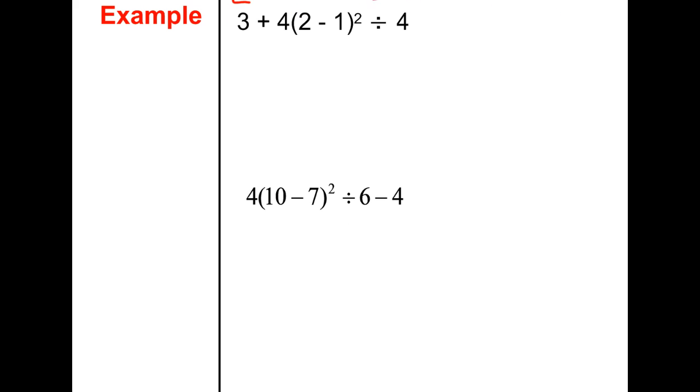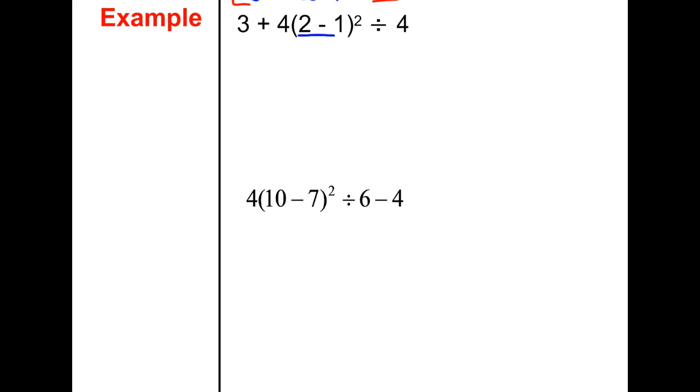So this problem, we have to think of what we need to do first. Well, we should do parentheses first. So we should do what's inside the parentheses first. So 3 plus 4 times 2 minus 1 is 1, squared, divided by 4. Next thing we're going to do is exponents, which means we need to do the 1 squared part first. So it becomes 3 plus 4 times 1 divided by 4.